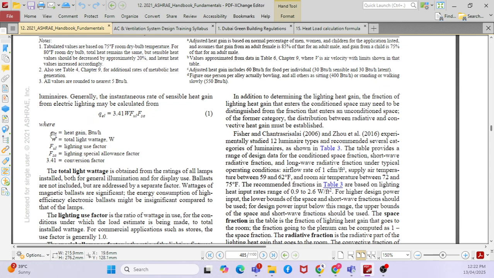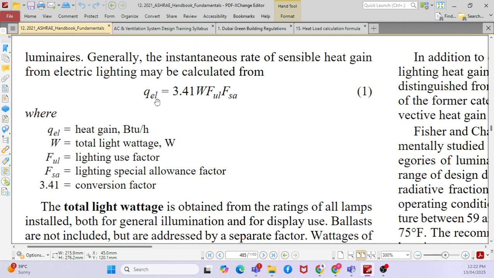Right, sir. So in this ASHRAE Fundamentals, if you go here, this is the equation Q equal to sensible heat gain, because electrical light is a sensible heat. There are two types of heat: one is sensible heat and another is latent heat. Correct? So all this equipment comes under sensible heat gain. How to calculate sensible heat gain? There is an equation: Q equal to electrical heat gain in BTU per hour, W is the total light wattage, F is the lighting use factor, and FSA is the lighting special allowance factor. 3.41 is the conversion factor. So basically, by using this equation, you can calculate Q.